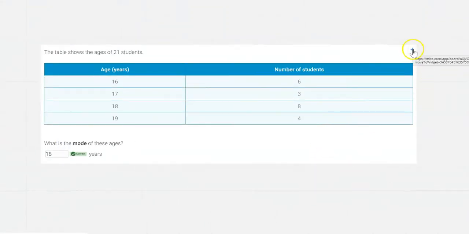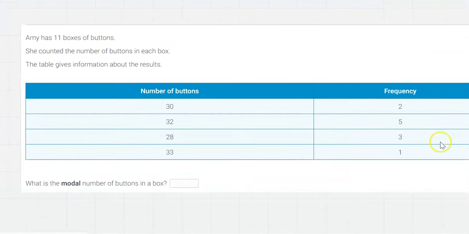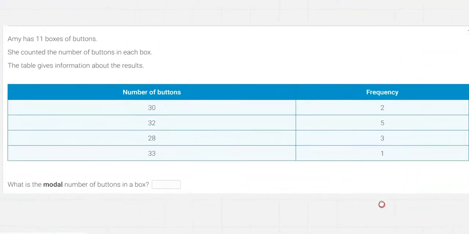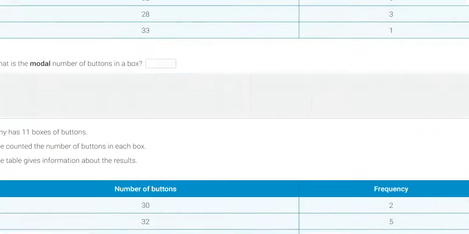A couple more examples of this. Amy has 32 boxes of buttons. She counted the number of buttons in each box. The table gives information about the results. Biggest frequency there is 32.